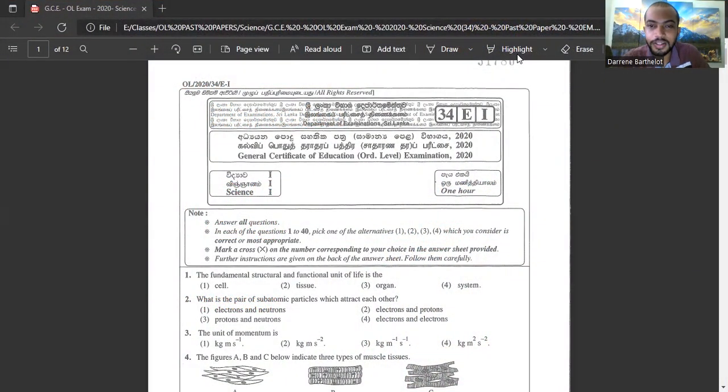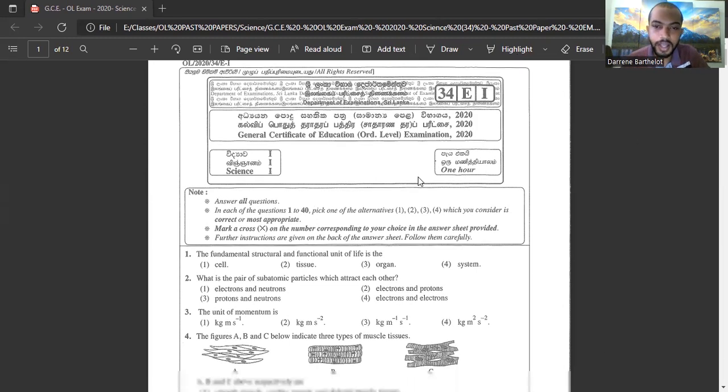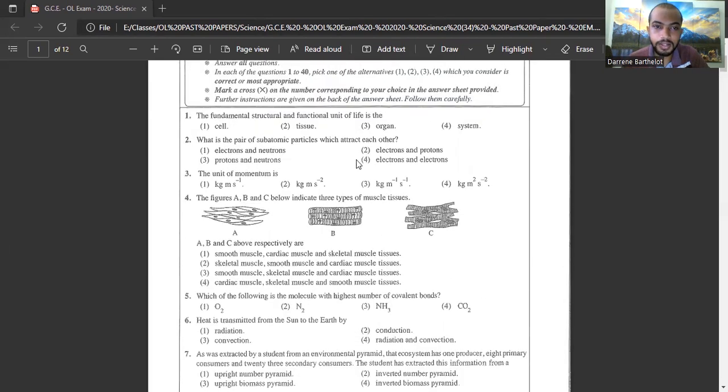So today we are going to discuss the MCQ paper of 2020 Science O-level paper. Okay, so let's move on to the first question. In the first question, they are asking: the fundamental structure and function unit of life is the? Normally, we say that the structure and function unit of life is called a cell. So it's easy. The answer should be the first one.